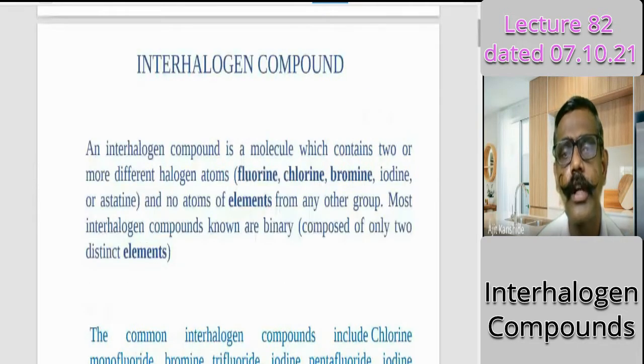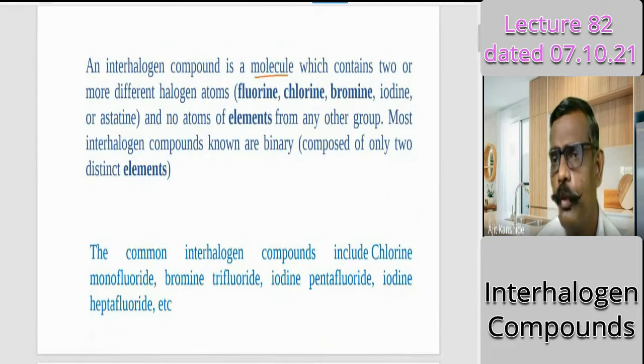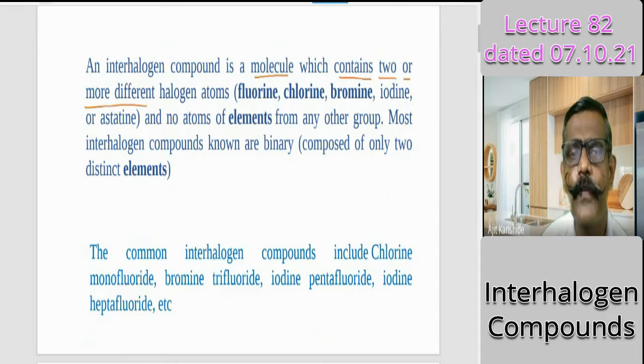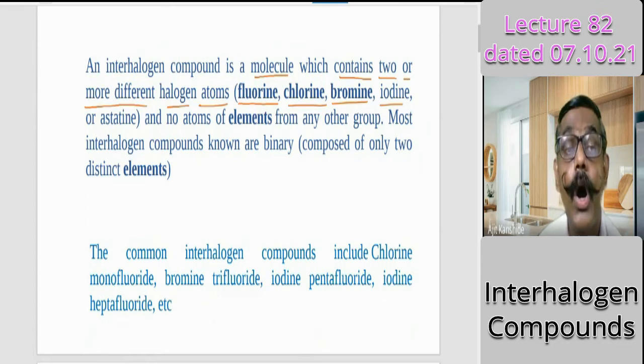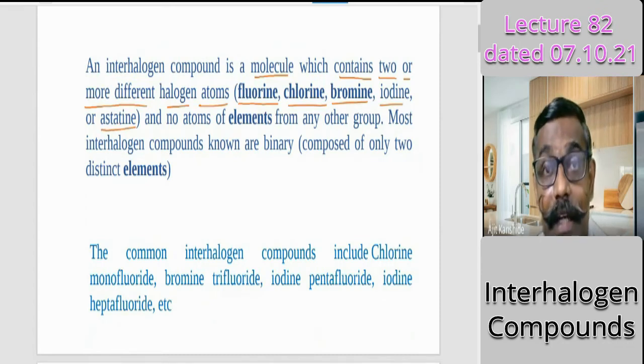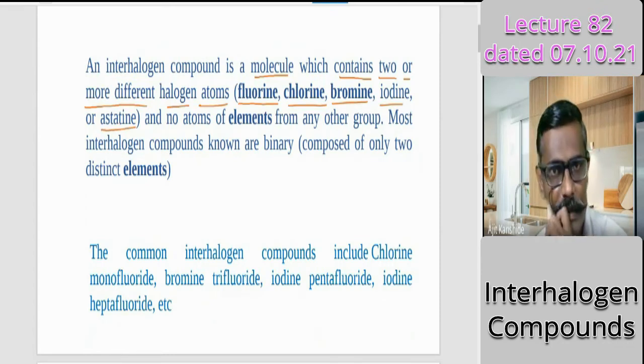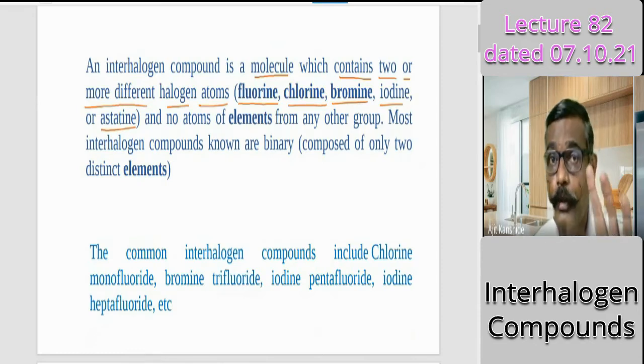Interhalogen compounds are molecules which possess two or more different halogen atoms. Which halogens am I talking about? The halogen may be fluorine, chlorine, bromine, iodine, or even astatine. But as per our syllabus, we are restricting ourselves up to iodine. These are compounds between the halogens.